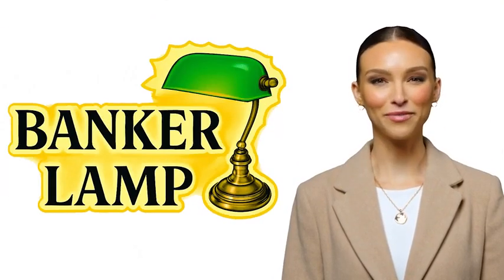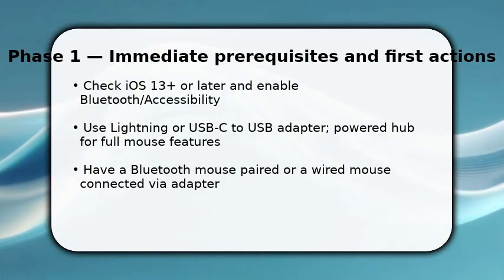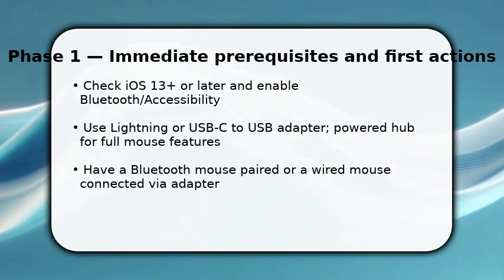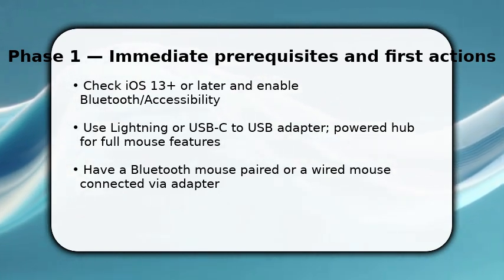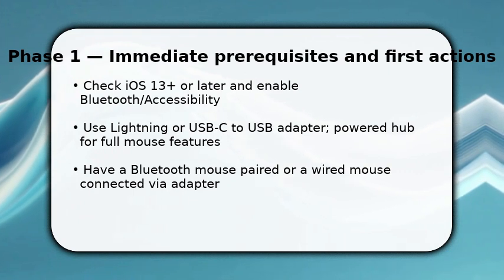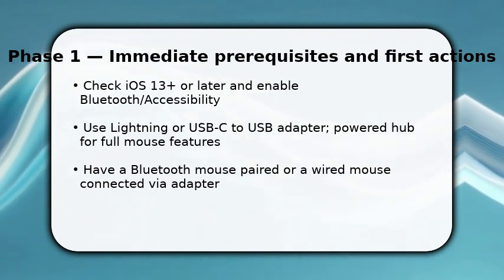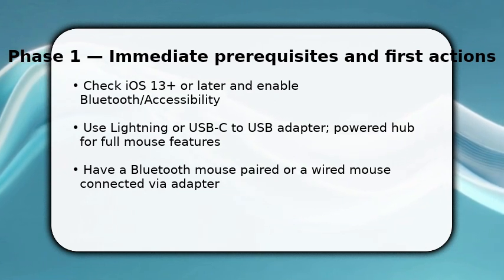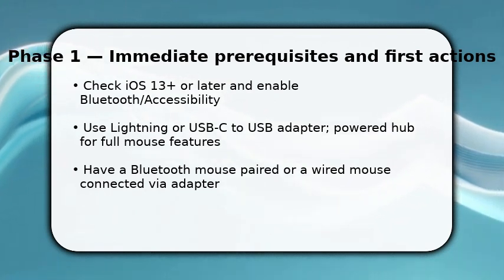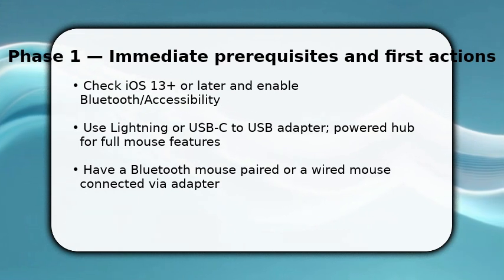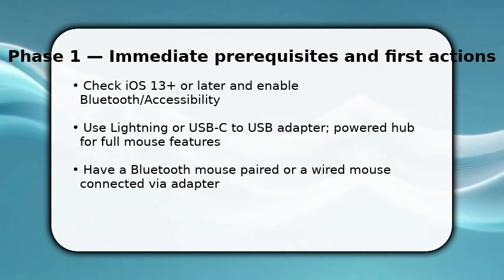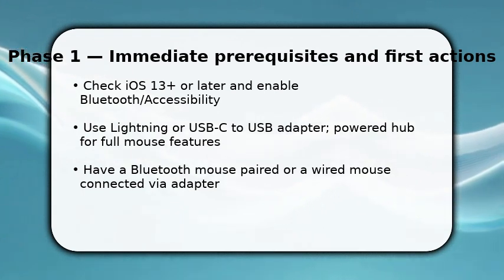Please enjoy the video. You start by confirming your iPhone runs iOS 13 or later, and that Bluetooth and accessibility settings are available. This allows pointer support. Next, connect a mouse. If wired, plug through a Lightning or USB-C to USB adapter, or pair Bluetooth directly. Use a powered USB hub when connecting extra devices so the mouse gets stable power.